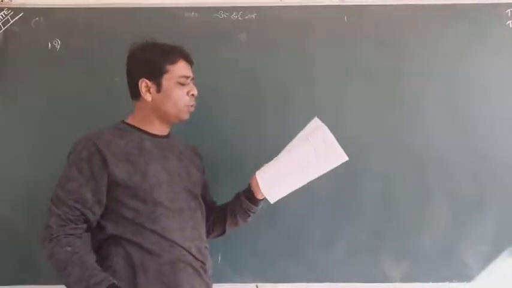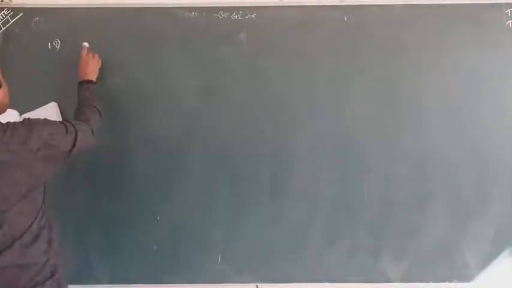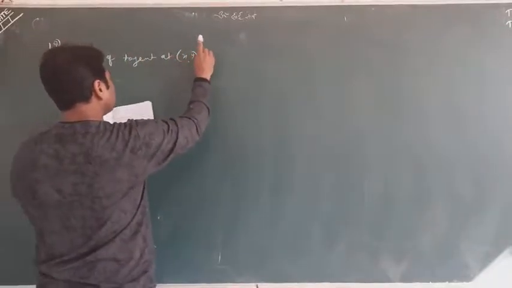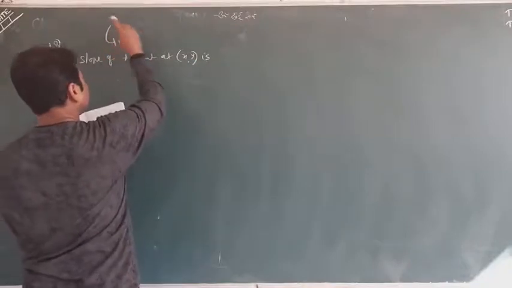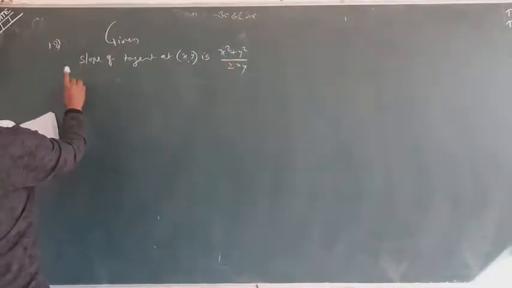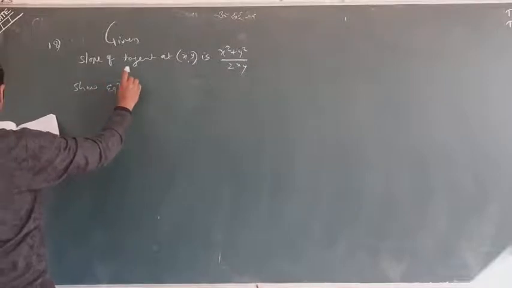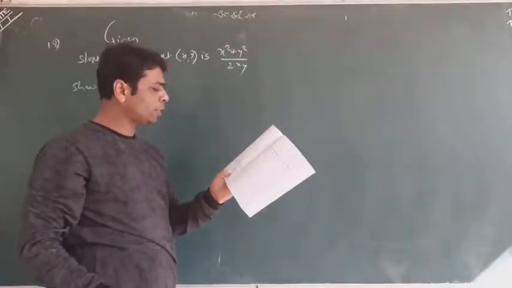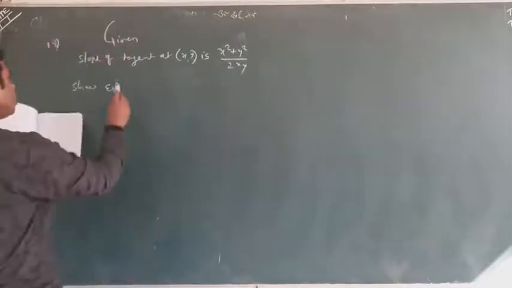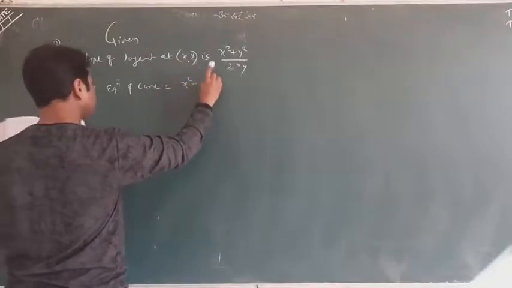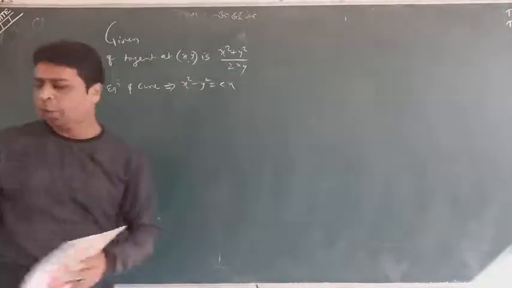Question number 18 says, show that the family of curves for which the slope of tangent at any point xy is x squared plus y squared upon 2xy, is given by x squared minus y squared equal to cx. That is, the equation of the curve is given by x squared minus y squared equal to cx. This is the question. You don't worry about this question.